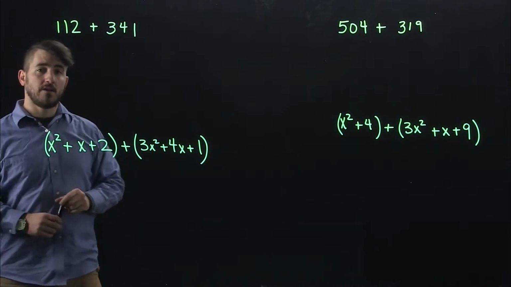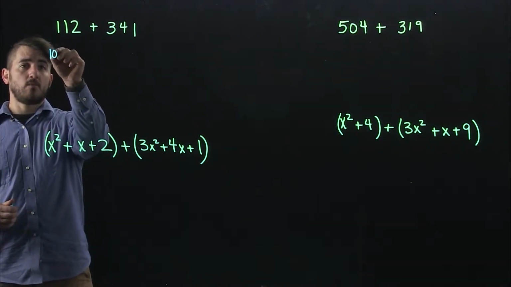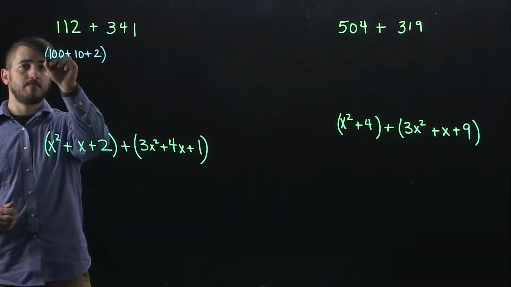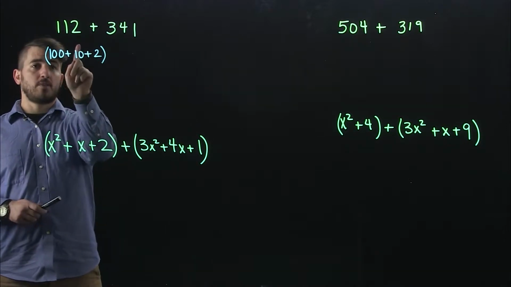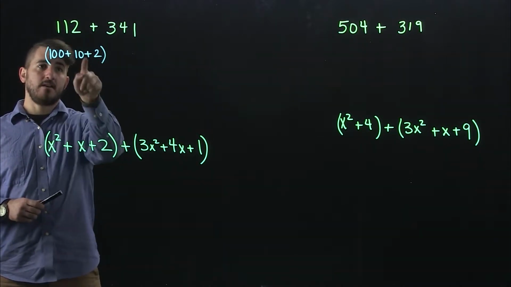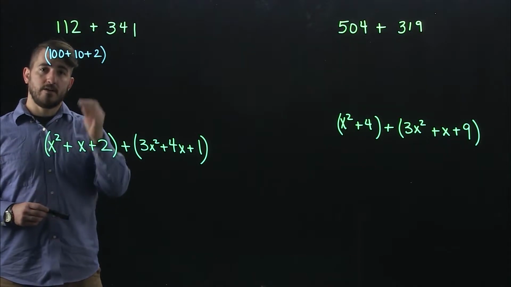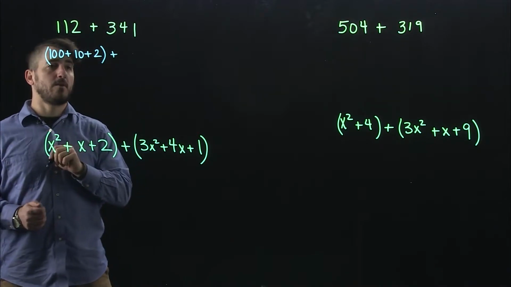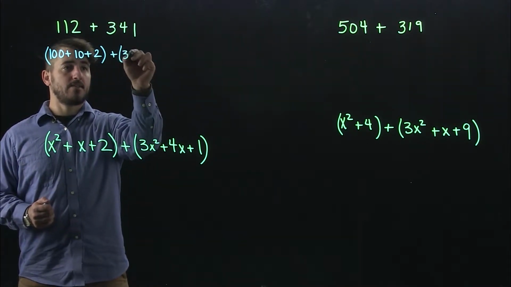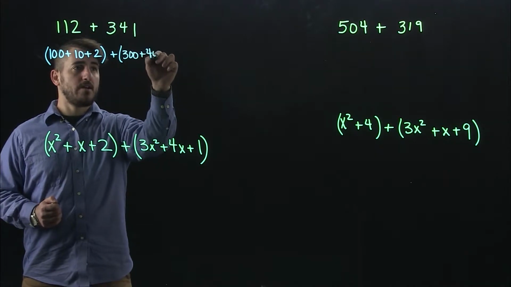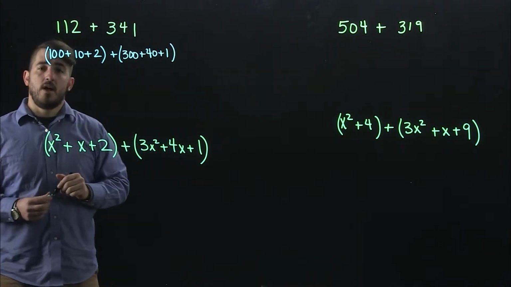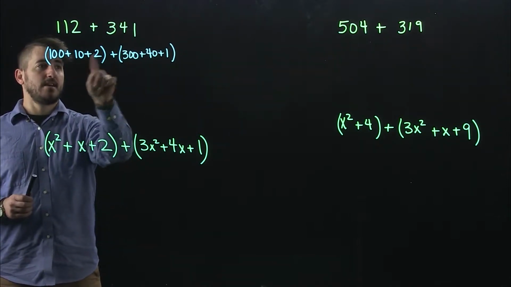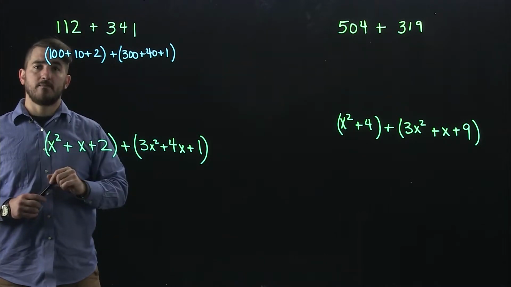Now, for example, 112 can be written as 100 plus 10 plus 2. Because again, 100 plus 10 would make 110, plus an additional 2 would make 112. And then I'm going to look at the 341. Again, I can write this as 300 plus 40 plus 1. And what we see here is we have hundreds that we can bring together, the tens that we can bring together, and the ones that we can bring together.